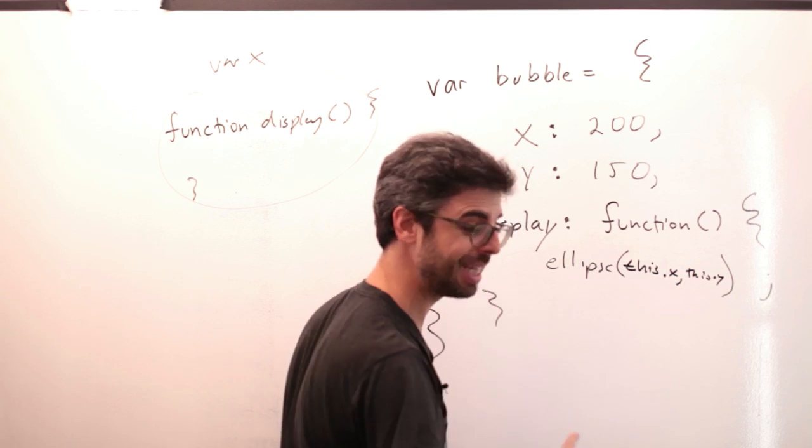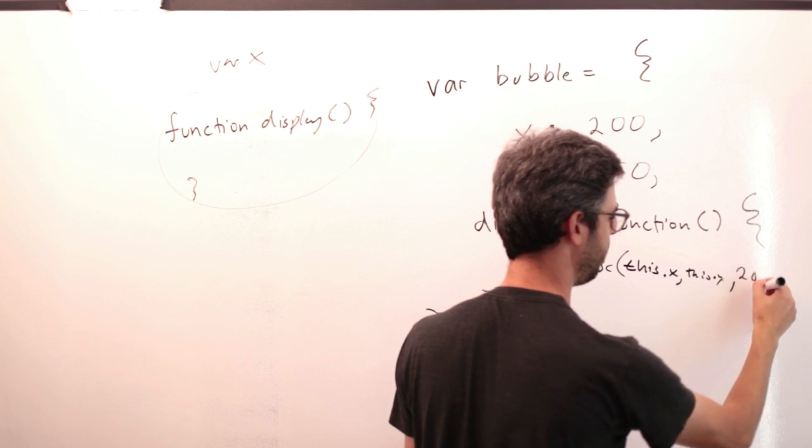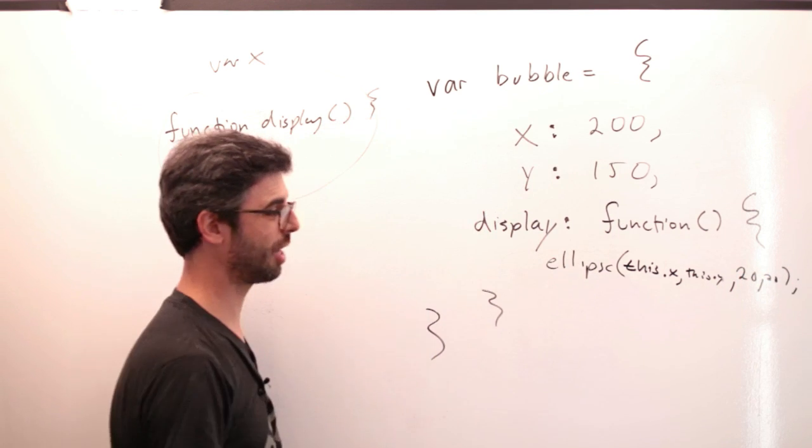And this is one of the biggest gotchas, so to speak, in JavaScript. It's so easy to forget. And then you might have 20, 20. It's so easy to forget this kind of thing.